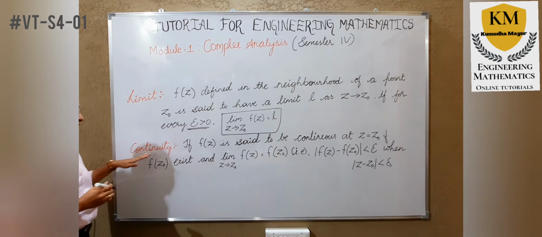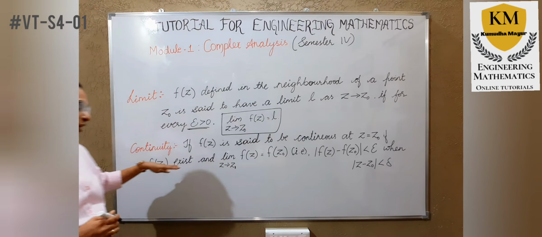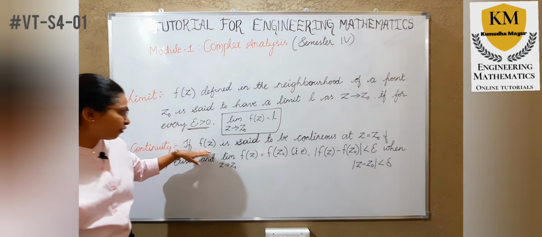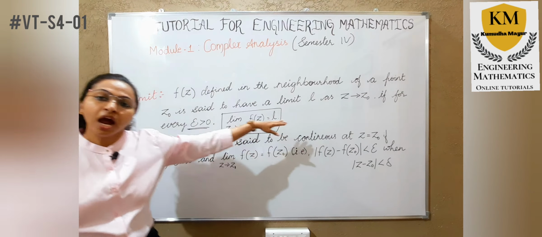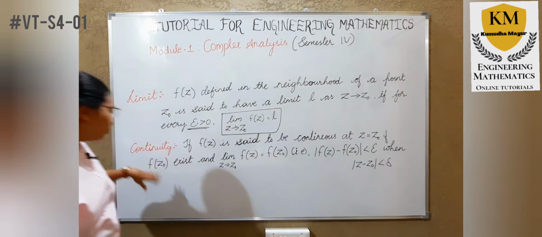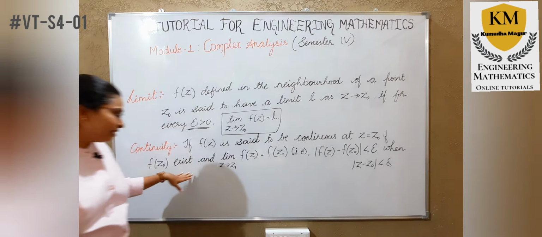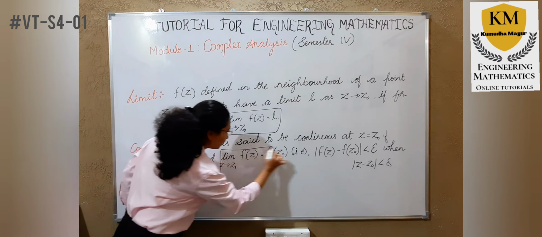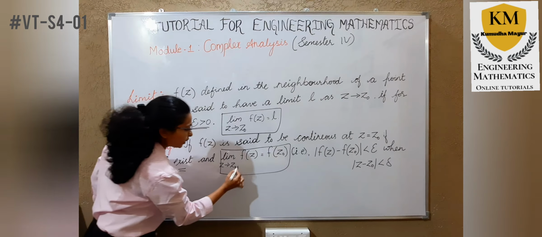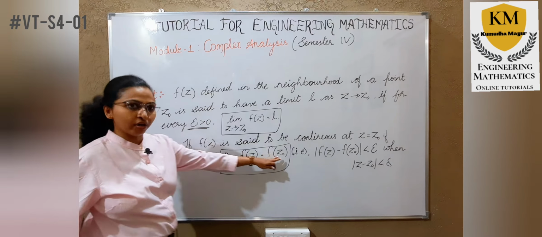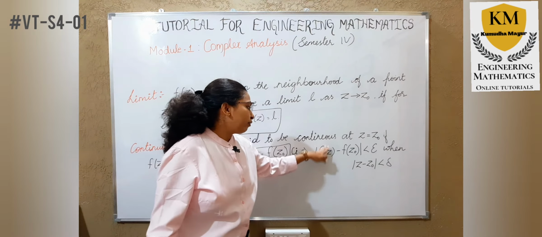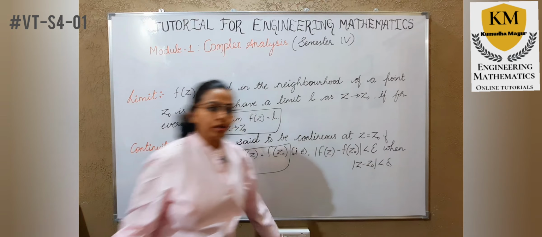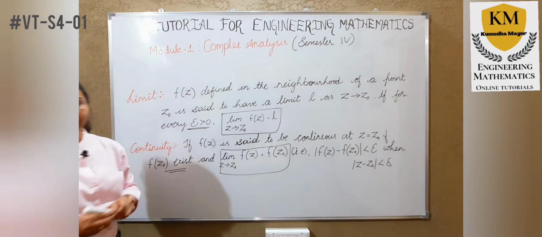So when it comes to continuity, as the name suggests, it's about continuity. A complex valued function f of z is said to be continuous at z equal to z0 if and only if f of z0 exists, and this is one of the conditions; the other condition is limit z tends to z0 of f of z is equal to f of z0, that is, mod of f of z minus f of z0 is less than epsilon when mod of z minus z0 is less than delta.